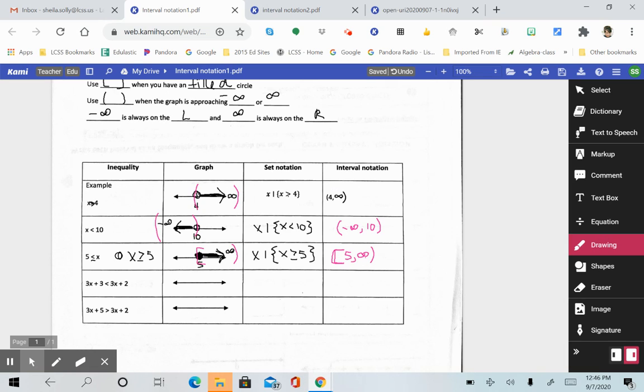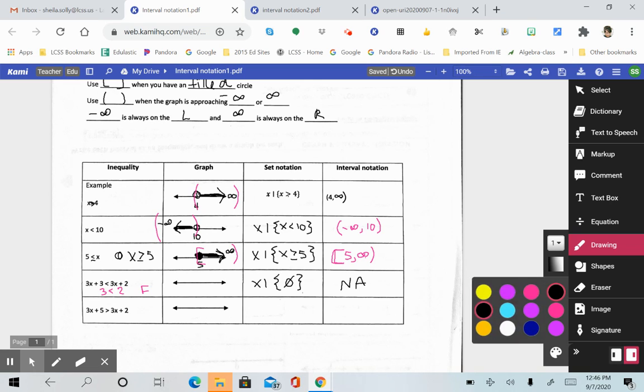All right, let's look at the next example. If we subtract 3x from both sides, we're left with 3 is less than 2, which is a false statement. That means there's no number ever that's going to work. So we can't shade anything here. So our set notation is x such that the set is the empty set. There's nothing in it. So there's no interval notation.